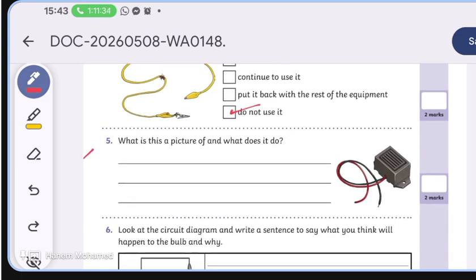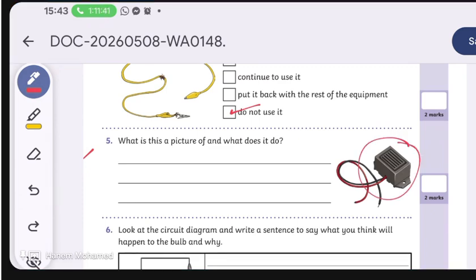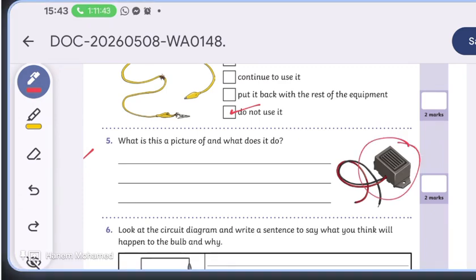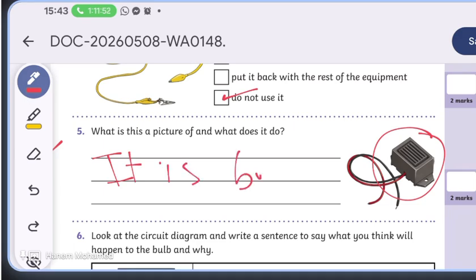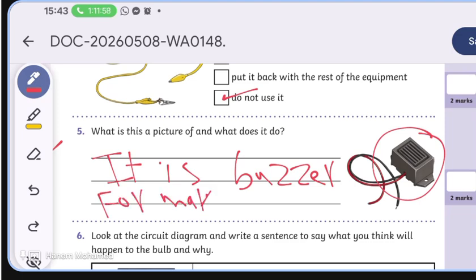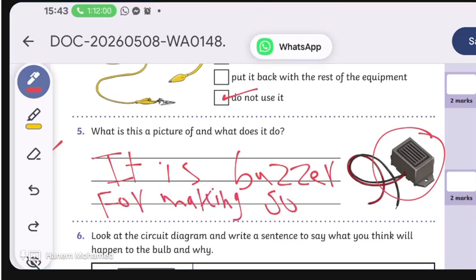So yeah, Jaida, what is this a picture of and what does it do? Do you think this is a motor or buzzer? Buzzer. Yes, and it gives us motion or it gives us sound? Sound. So it's a buzzer. So I can make any toy make sound. Is it like a speaker? Yeah, it's like a speaker. Yes, that's right.